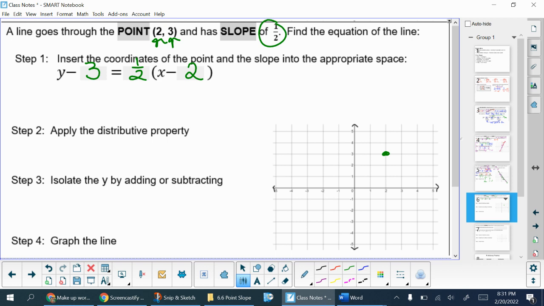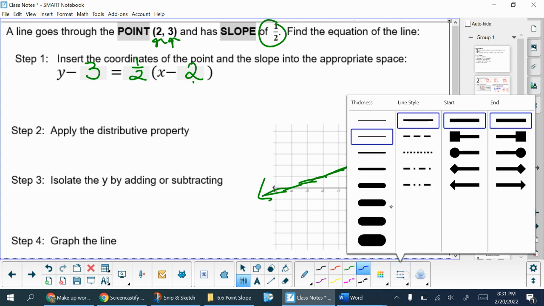So I have the point 2, 3, which I can look from there and there at my x and y coordinates. And the slope of 1/2, which is also right there, means I go up 1 over 2. And you can see there's my other point. I can go ahead and sketch a quick graph of that line. Try to make it as straight as possible on the computer screen. That's pretty close. Okay, now when we go to apply the distributive property here, we need to be just a little bit careful with that fraction because we got to make sure we're doing that right.